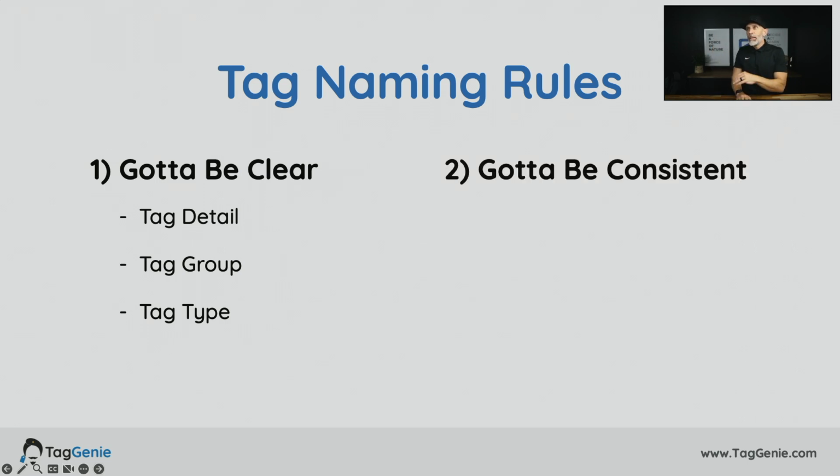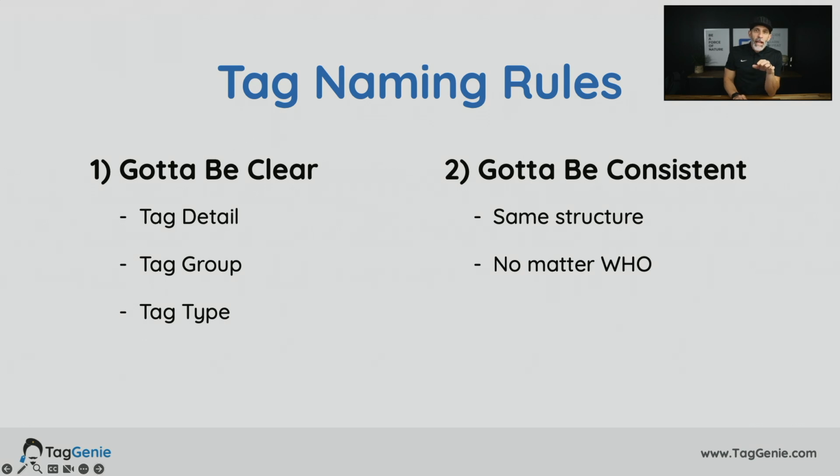And then as we go to name tags, we have to be consistent, because if we're inconsistent in how we name tags, then it doesn't matter what organization we got in our head, because they're going to be all over the place. So consistency means we have the same structure for our naming. So we don't want some tags that start with tag detail, then we talk about tag group. We also don't want some tags that are named where it's like tag group, then tag type, then tag detail. Every tag is going to be the same. And we've got to be consistent no matter who's creating the tags, no matter how they're creating the tags, no matter where they're creating the tag. It doesn't matter. We want the tag names to be super consistent.